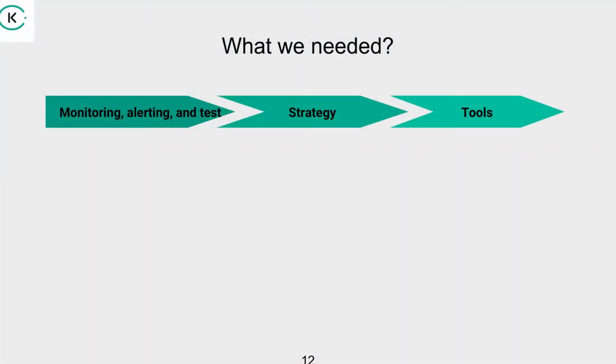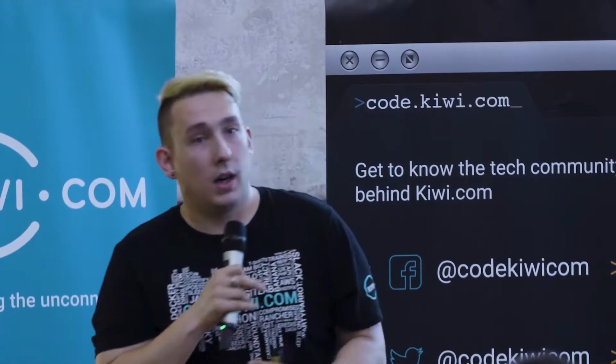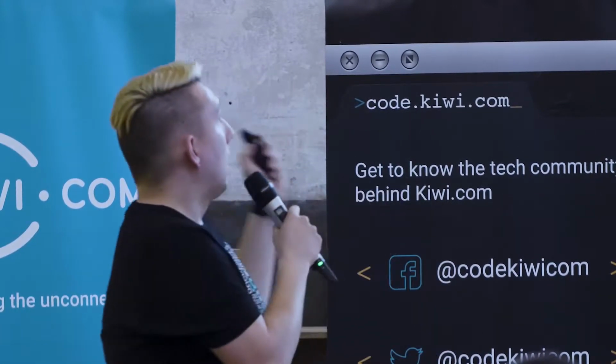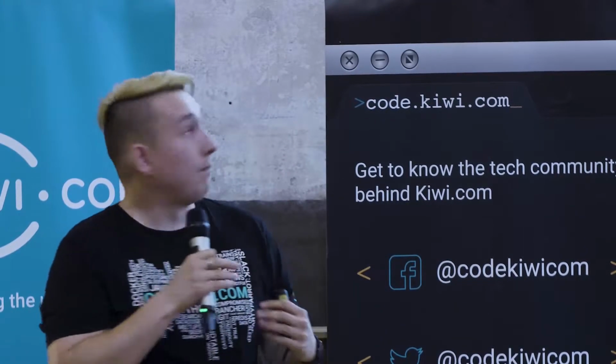Okay, when we look back, we can summarize what is important for refactoring or for a big change in your code. Besides the team, you need to have monitoring, alerting, and testing. This is most important to know if something is broken in your code. If you push to your master something which changes or breaks your service, you need to know about this.